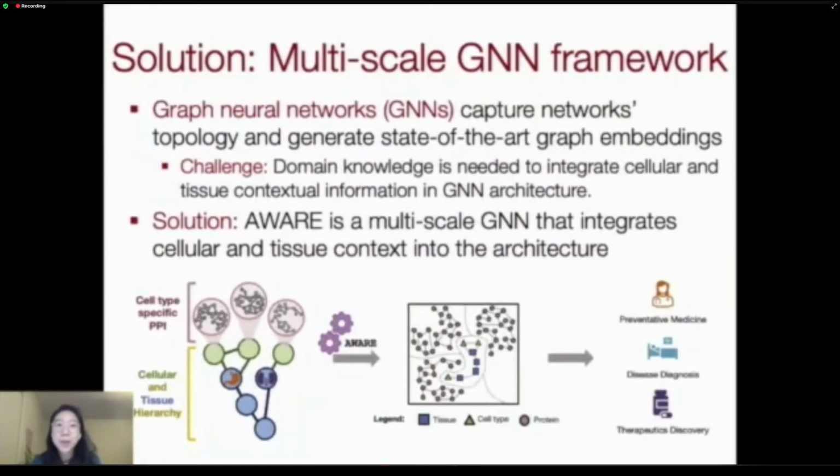So we propose AWARE, a multi-scale graph neural network that integrates cellular and tissue contexts into the architecture. The aim is that with our context-aware embeddings, we can make better downstream predictions across biomedical applications.